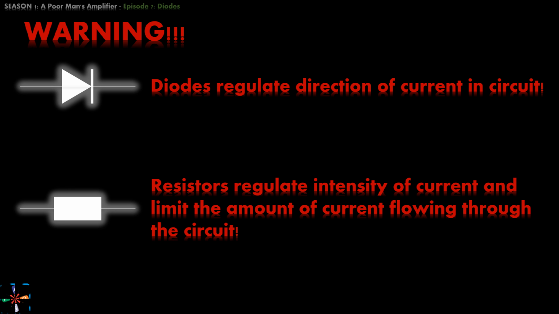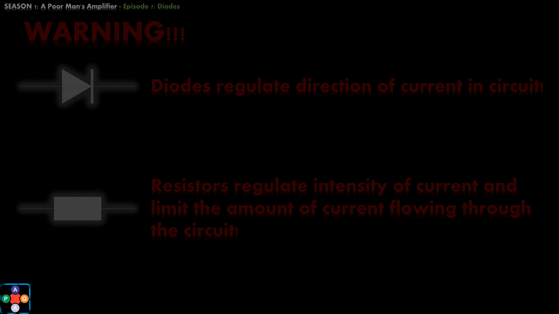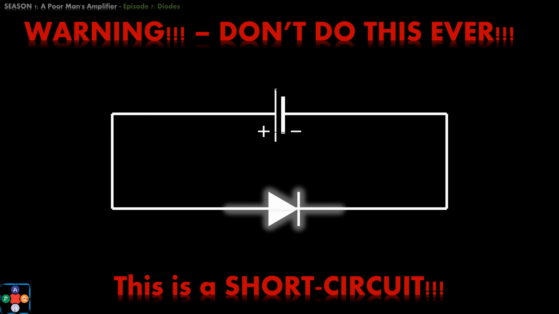Diodes do not regulate the intensity of the current, nor do they limit the amount of current flowing through the circuit. Placing a diode in an electric circuit without a resistor, or some other type of load, represents a short circuit. Short-circuiting a power source is extremely dangerous, and should never be implemented, under any circumstances.